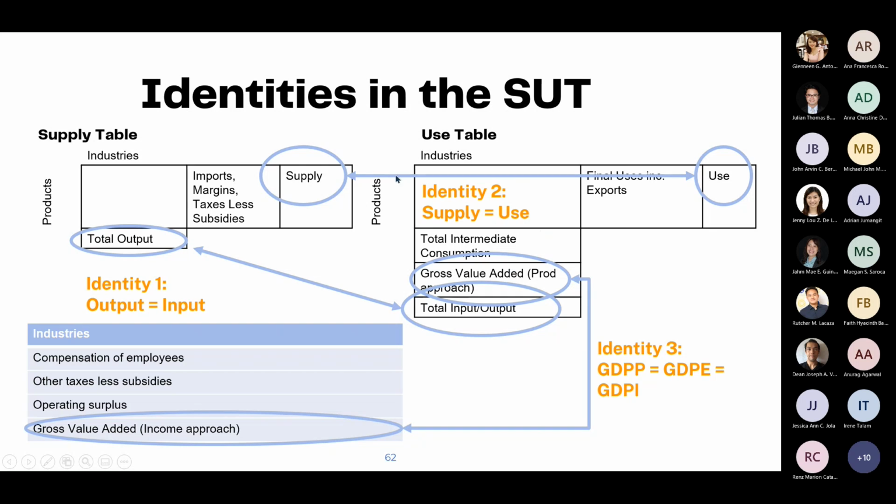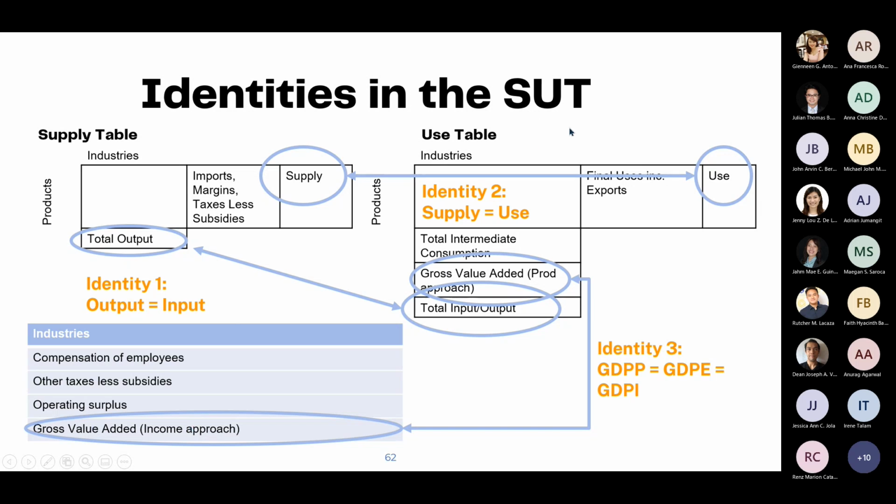Here at the bottom of the use table, we would have your row for your total intermediate consumption, total gross value added, and total output. Recall that output equals IC plus your GVA, and this GVA here would be the gross value added computed via the production approach. But also in the GVA matrix that's part of the use table, we have a computation of the GVA here, where we combine your compensation of employees, taxes less subsidies, operating surplus, and etc., the ones that Means just mentioned earlier. This would be our GVA calculated via the income approach.